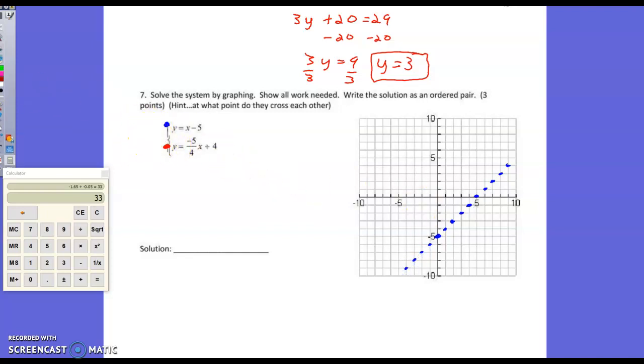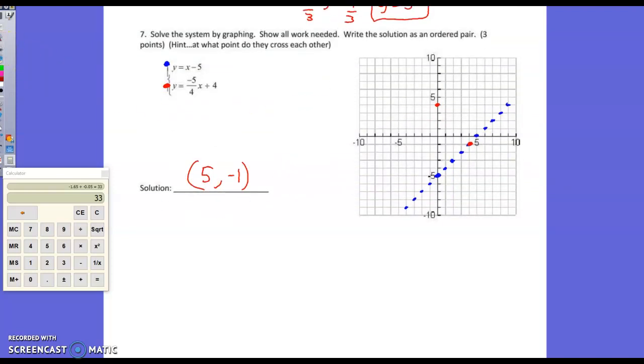So now I'm going to graph the second one. So I start at positive 4: 1, 2, 3, 4, and then I do what the slope says. It says negative 4/5, so down 5, to the right 4. 1, 2, 3, 4, 5, to the right 4: 1, 2, 3, 4. Hey, look at that. That's the point of intersection. It's almost like I knew that was going to happen. Alright, so that is what we're looking for. In this case, the point of intersection is 1, 2, 3, 4, 5 on the x and negative 1 on the y. So that would be our answer for that one. Next page.